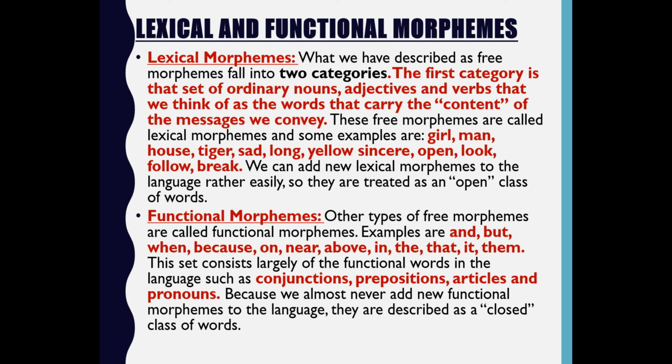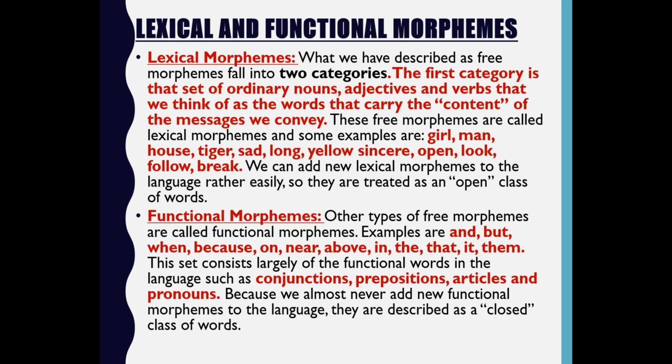يعني ما نقدرش مثلا نقول إنه the articles of the English language are a and the ونصحى تاني يوم الصبح نقرر نزودهم. No, it's just the a and the. Two articles of the English language. They are both, each of them is a functional morpheme on its own. So, because functional morphemes are constant and I can't add any more words to them, they are classified as a closed group or a closed class of words. Examples of functional morphemes are and, but, when, because, on, near, above, in, the, that, it, them.